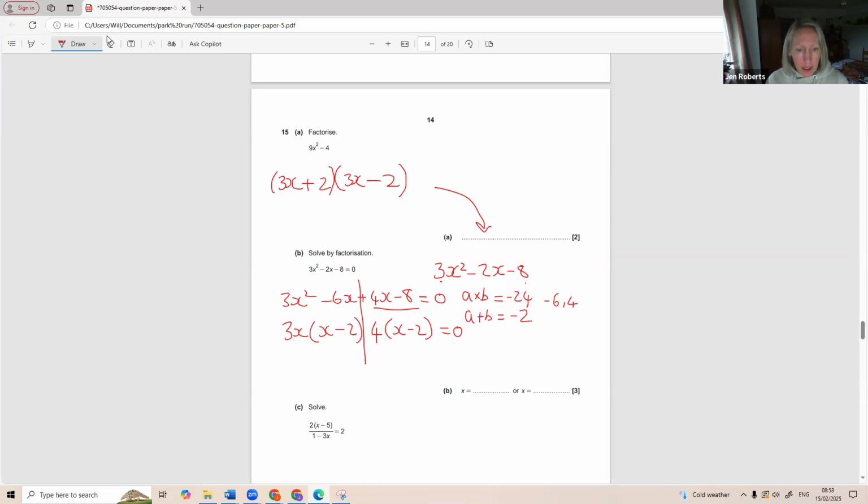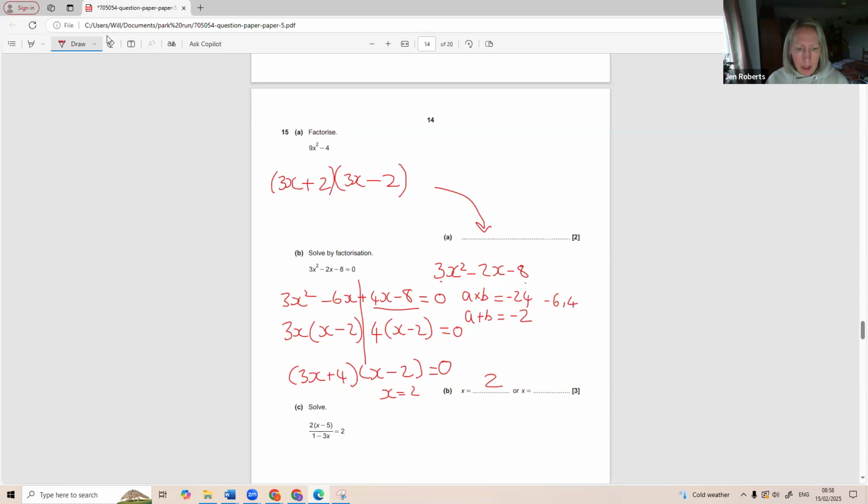And first bracket is 3x plus 4. Second bracket is x minus 2. But we need to solve it as well. So this multiplied by this is equal to 0. So x equals 2 would make sure this bracket is 0, wouldn't it? Because 2 take away 2 is 0. That's one of your answers.